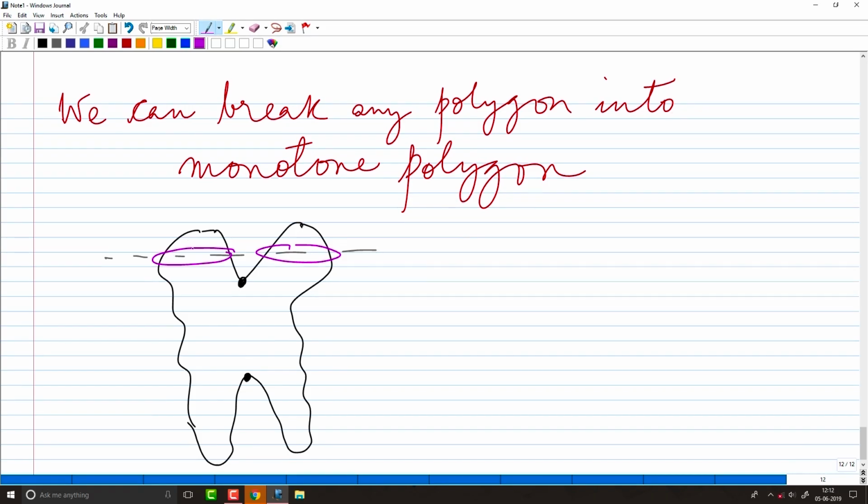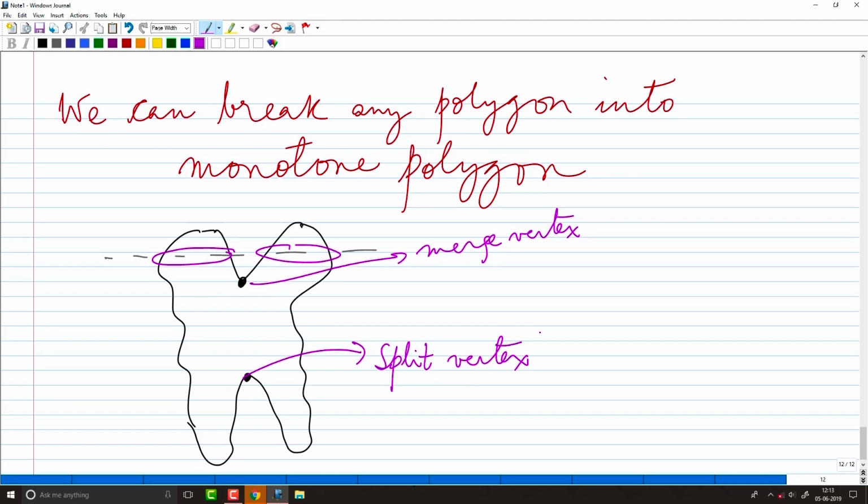So, you can prove a statement like this: a polygon is not monotone if it has this kind of vertex, which is known as a merge vertex, and this is known as a split vertex. So, you can have many merge and split vertices.